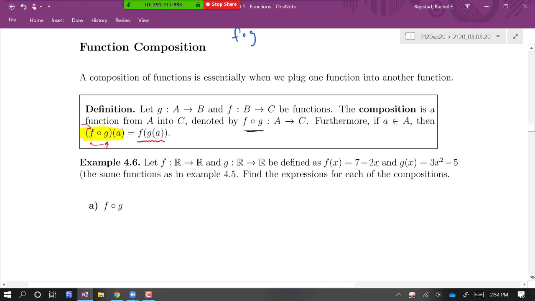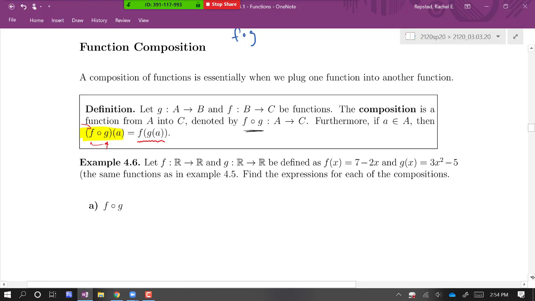So in example 4.6, we have these same functions. F is 7 minus 2x, g is 3x squared minus 5. They both map reals to reals, which means the domain and codomain are compatible. In fact, they're compatible both ways. Each function can pick up where the other function leaves off.